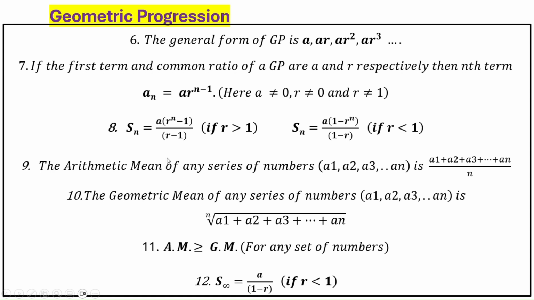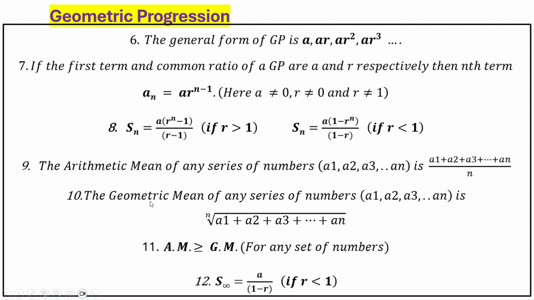Then there are two terms, arithmetic mean and geometric mean, which in most of the exams they will use to confuse you and take you to AP and GP. So just note down very carefully, this is AM, arithmetic mean. Arithmetic mean is the mean of any series of numbers. They need not be in a progression. It is the sum of all the numbers divided by n. This is what we normally call the average.